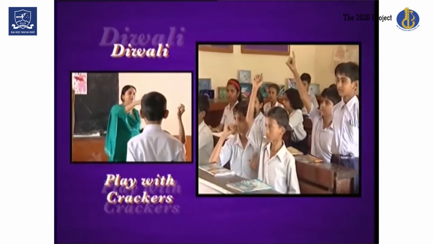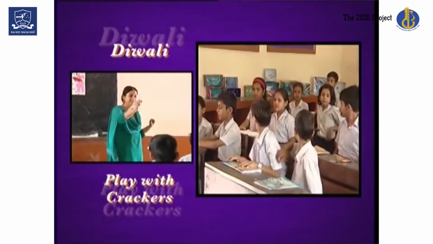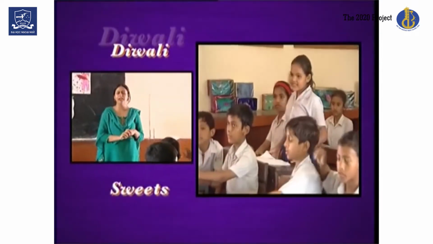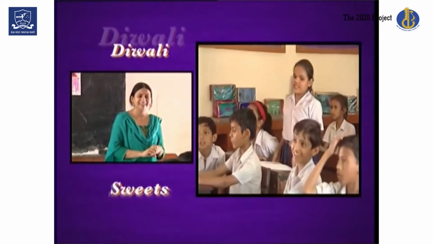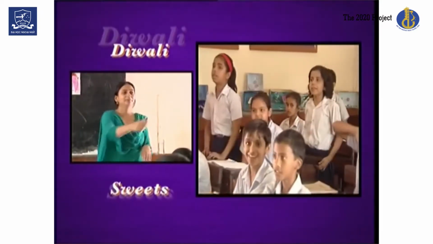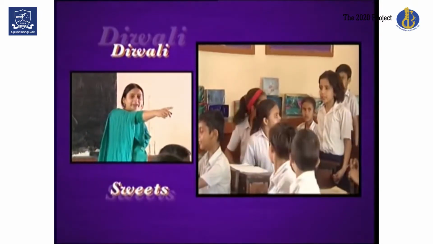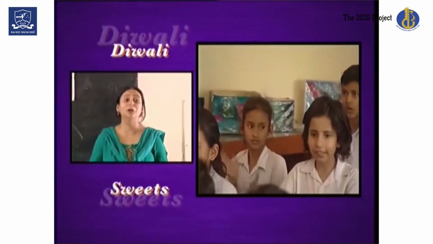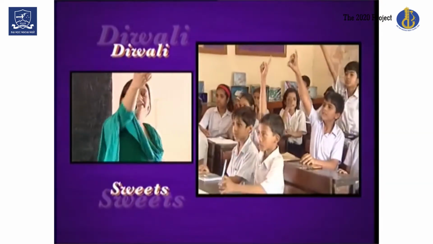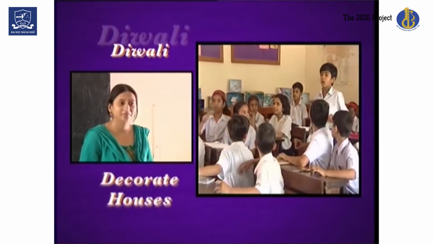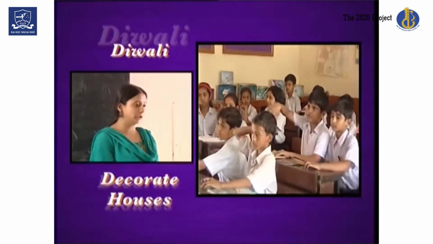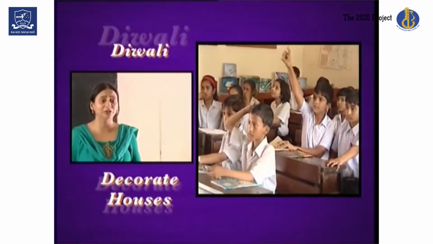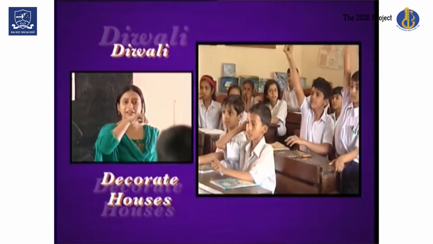Very good. Don't you eat something on Diwali? Okay. Anybody from this side? Yes. What do you eat on Diwali? Sweets. Okay. What kind of sweets do you eat on Diwali? Yes. Yes, yes, yes, please. You? Gulab jamun and barfi. Okay. Very good. Gulab jamun, barfi, etc. Yes. People decorate house. People decorate the houses. With what do you decorate the houses? How do you decorate the houses?